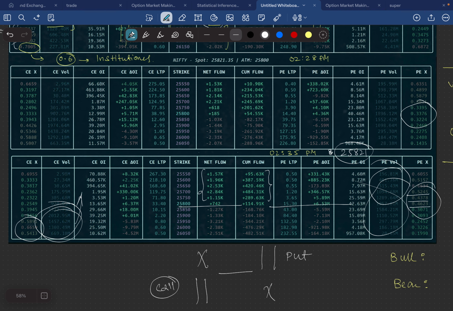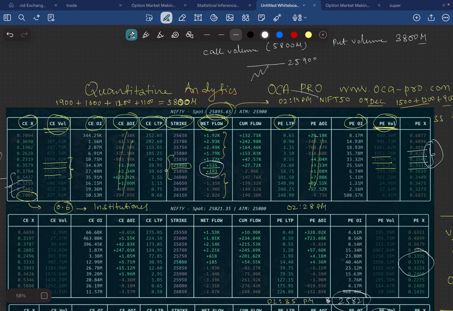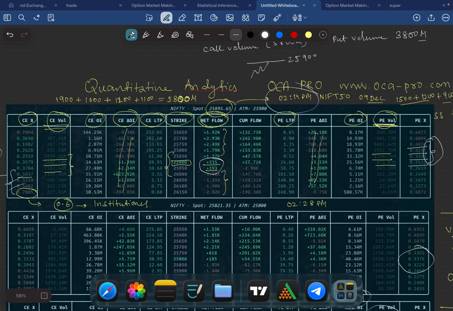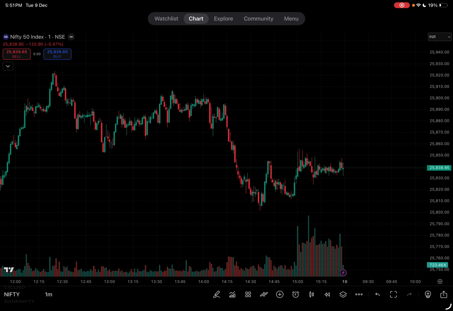So now you know that there was the institutional activity. As soon as you detected the institutional activity, you had to enter the market. And let me tell you what happened at 2:14. Let us see on the TradingView chart itself. So see that this was the exact moment when the fall was there.